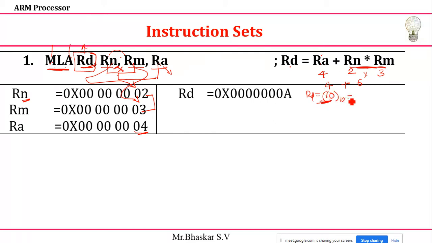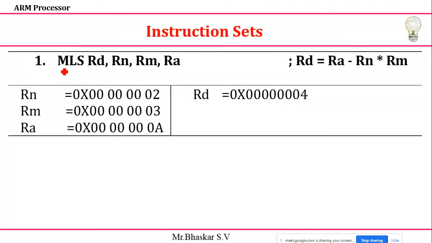But what is the respective hexadecimal value? For 10, it is A. Okay, that is the result, it will be stored in my RD register. So in this way, I can use one instruction performing both multiplication as well as addition. If you want to do these two operations, then I'm going to use the MLA instruction. Okay, is it clear?